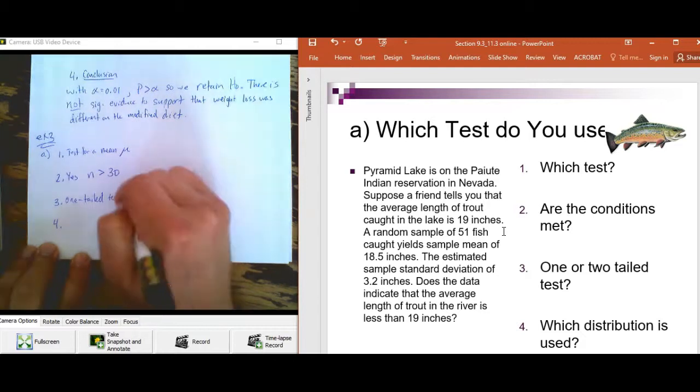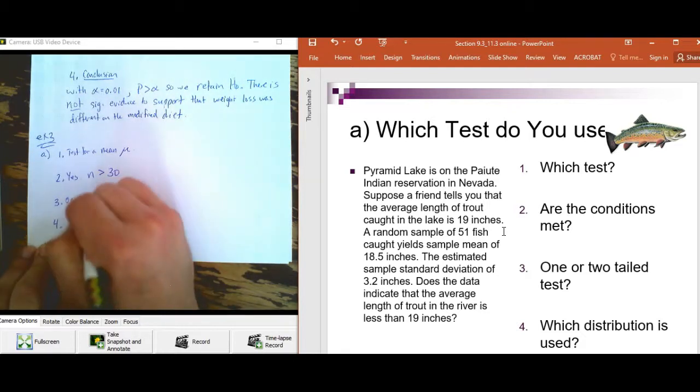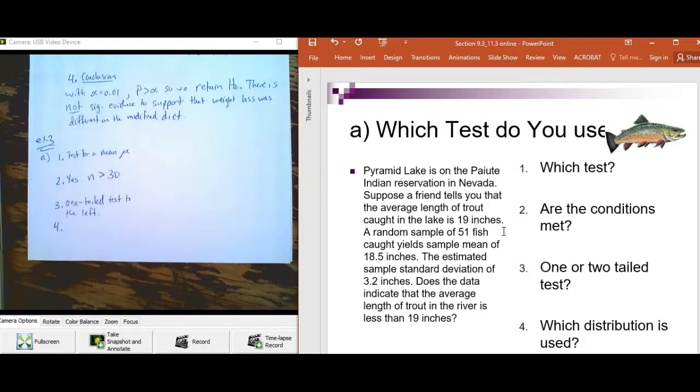To the left, less than, right? And which distribution should we use? Should we use Z, T, or chi-square?